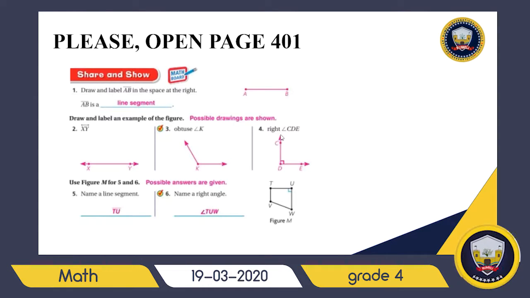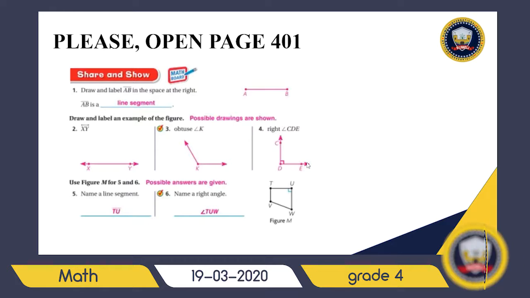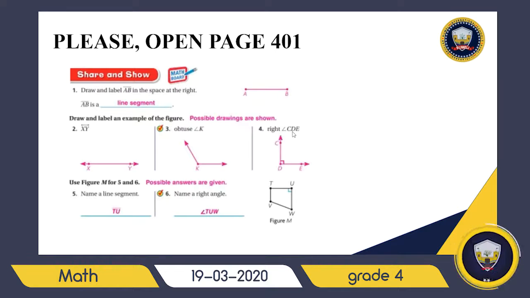Question 4. It's a right angle CDE. First of all, I need to draw a right angle, and then while giving the names, I know D should be in the middle. D here. Then CDE. If you want, you can do it like this. C and E can be switched, and it can be C, D, E. It doesn't matter, but D should always be here. Good job.